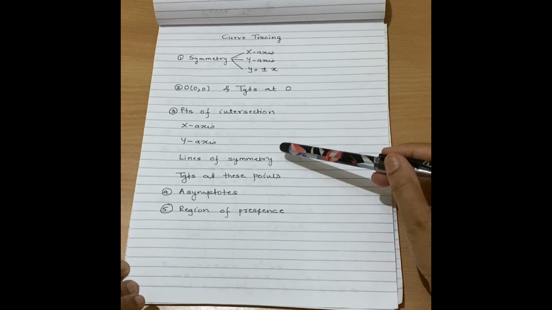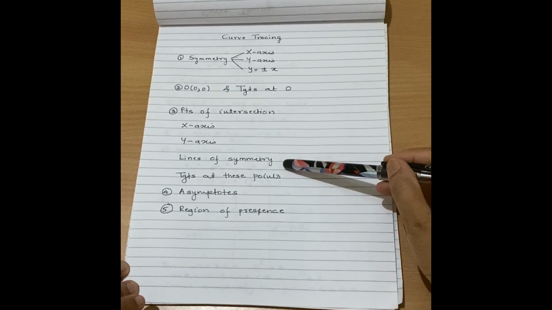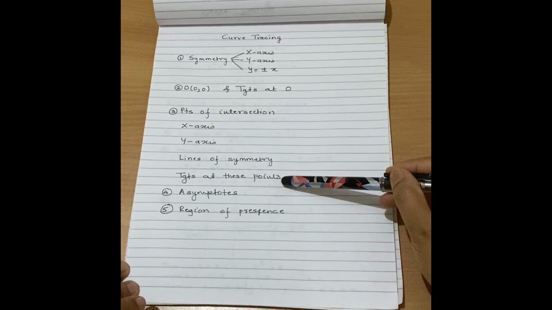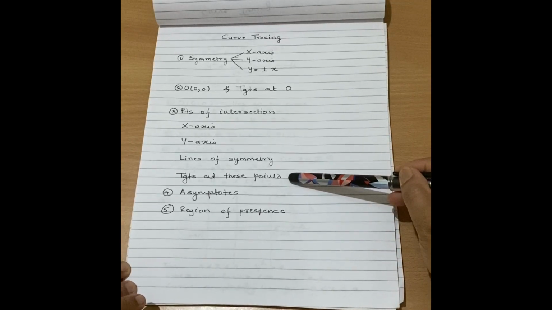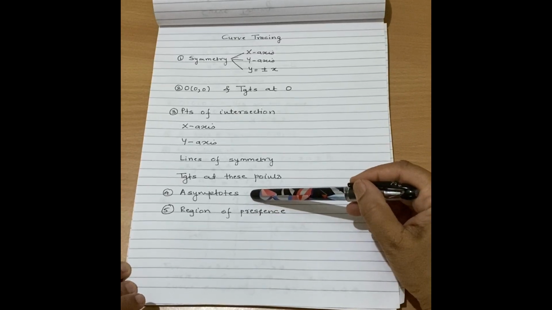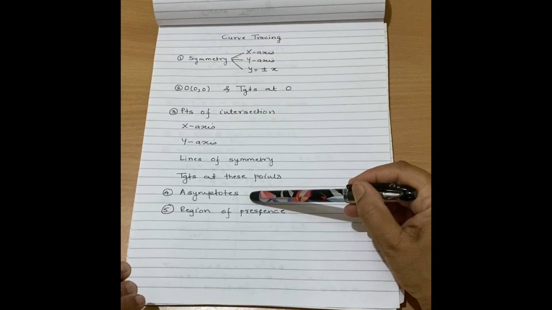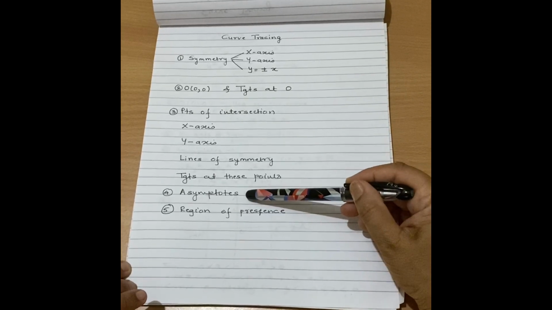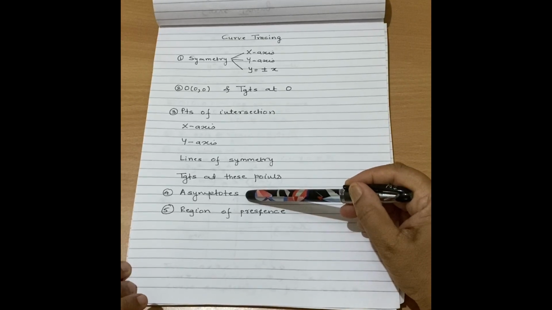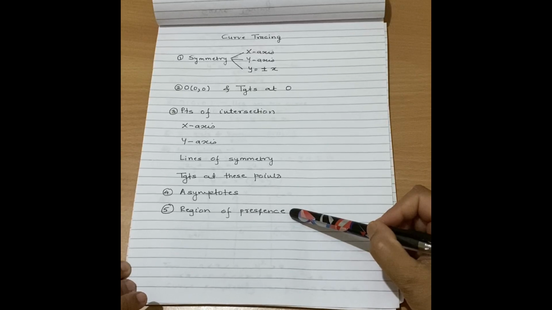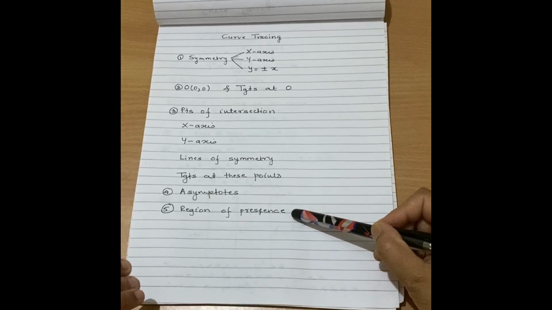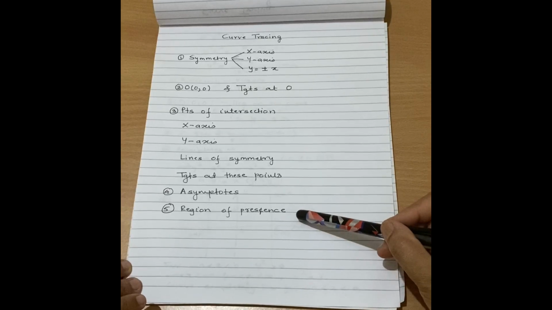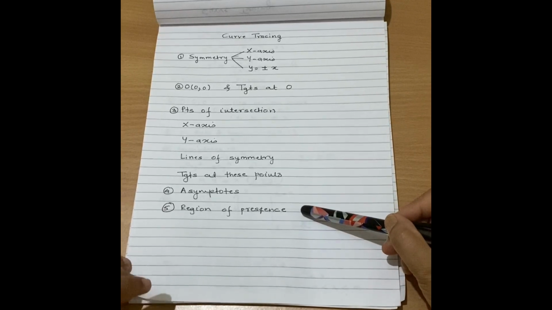Whichever points we are getting here as the points of intersection, we will also try to determine the nature of tangents at these points. Also, we will try to find the tangents at infinity to the curve. We call tangents at infinity as asymptotes to the curve. By studying the nature of the equation, we will try to determine the region of presence or absence of the curve. By using this procedure, let us sketch some of the curves.